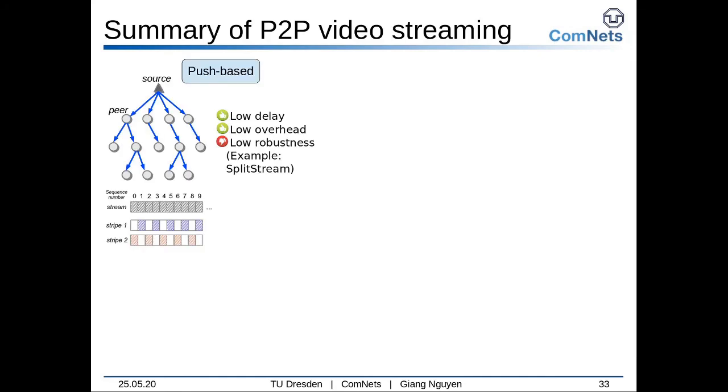In summary, we have explored different types of P2P video streaming systems. The first type is push-based. Here, all the peers maintain tree topologies, and the video stream can also be split into multiple substreams or bytes. The advantages of push-based systems are low delay and low overhead, but they suffer from poor robustness.